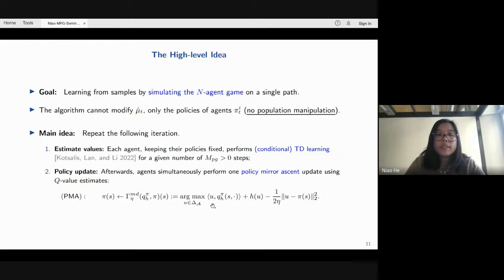The policy mirror ascent step here is basically where, for given Q value functions, you take a mirror ascent step where you use some Bregman divergence to help guide the policy update. Particularly in our analysis, we are going to focus on just using Euclidean distance here. The analysis or the algorithms might be generalizable to other Bregman divergences as well. As I said, this kind of framework is also widely explored in the single agent reinforcement learning setting, and this is particularly motivated by the work by George Lan on policy mirror descent for single agent reinforcement learning.